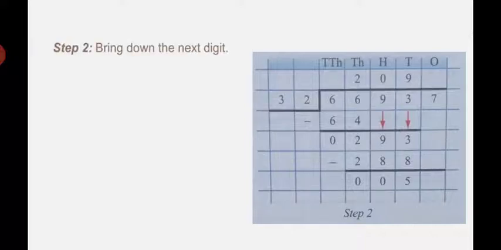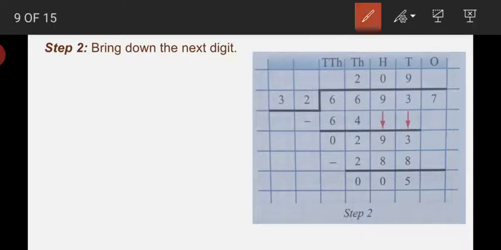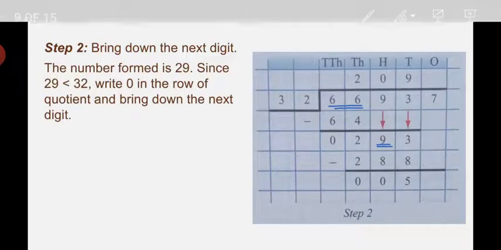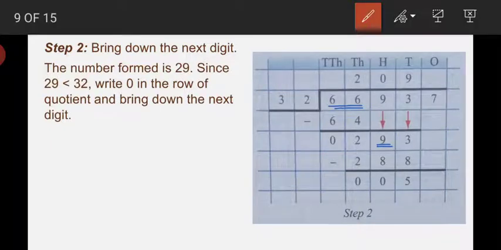Next step, what to do? We have to bring down the next digit. We have taken 2 digits in the first step, that is 6 and 6. In the next step, it is 9. We have to bring down the digit here. Now the number formed will become 29. So the number formed here is 29.